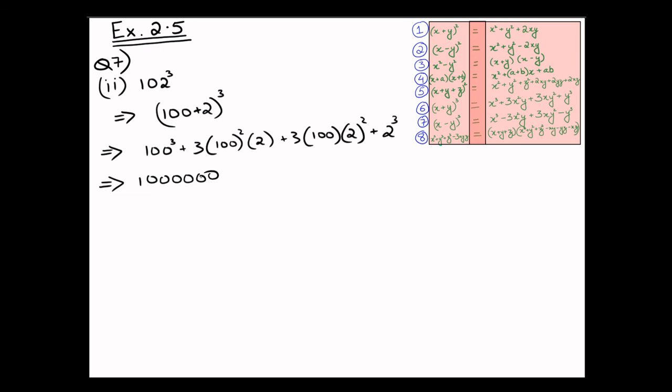This gives me 10 lakhs again plus 60,000 plus 1200 plus 8. Thankfully all are positive signs, so the calculation becomes quite easy, and we get 10,61,208 as 102 cube.